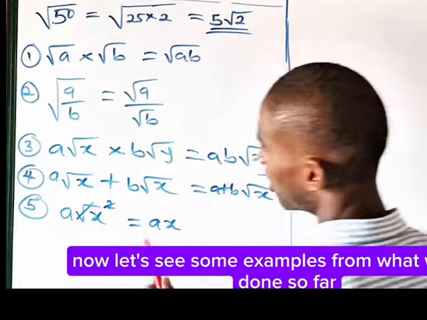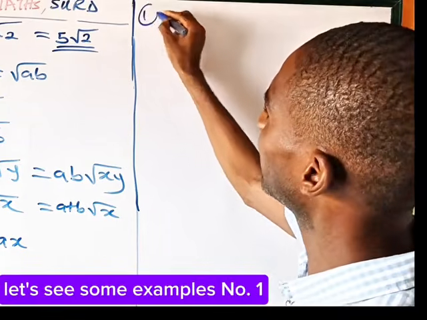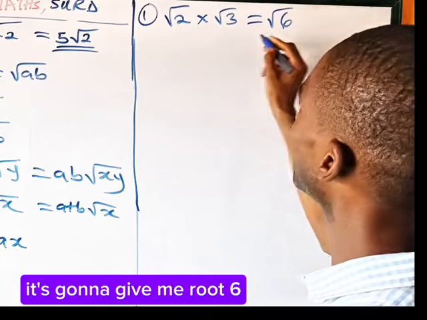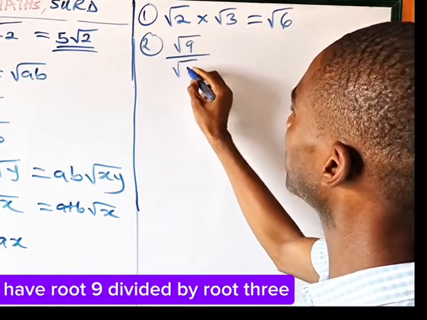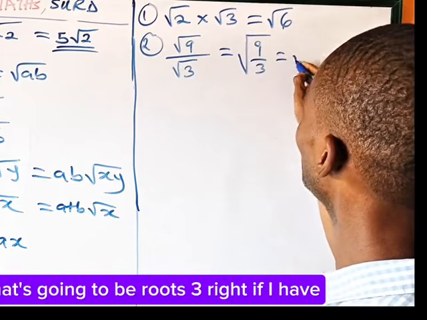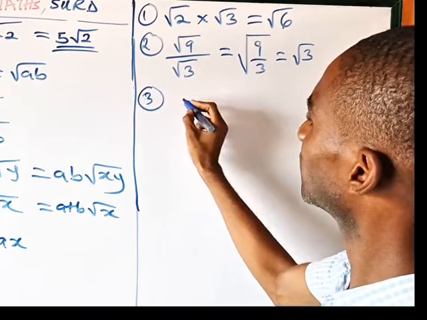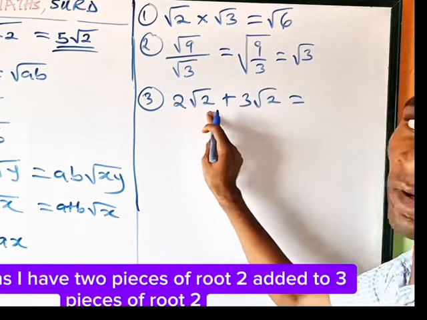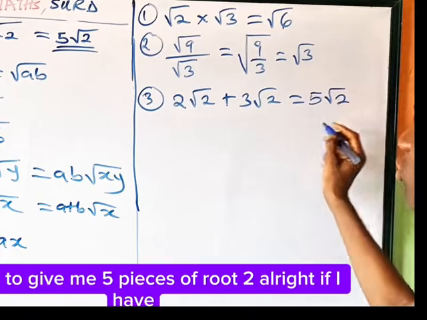Now let's see some examples from what we have done so far. Number 1, if I have root 2 multiplied by root 3, it's going to give me root 6. If I have root 9 divided by root 3, that will be the same thing as root 9 over 3, and that's going to be root 3. If I have 2 root 2 plus 3 root 2, that means I have 2 pieces of root 2 added to 3 pieces of root 2. It's going to give me 5 pieces of root 2.